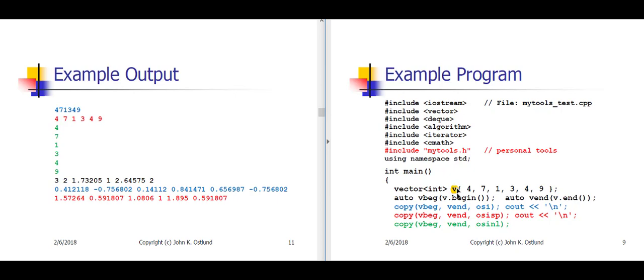v is a vector of int, initialized with 4, 7, 1, 3, 4, 9. Now, so that I don't have to type v.begin and v.end everywhere, I'm going to create vbeg as an iterator initialized with v.begin and vend as an iterator initialized with v.end. This way, in my algorithms like copy, I can use vbeg and vend to represent the range of values that I want to step through in my vector.